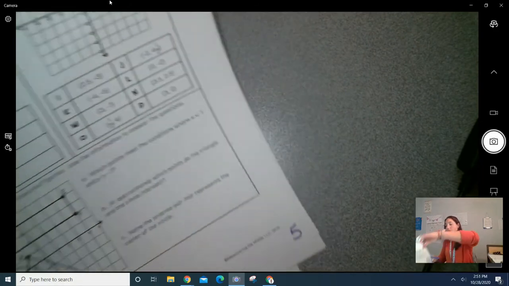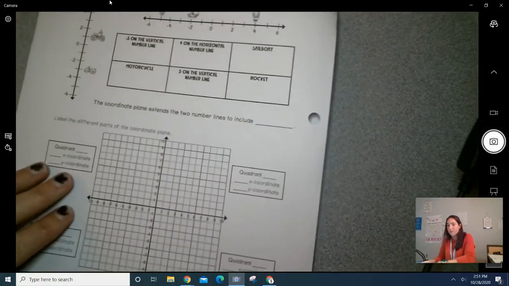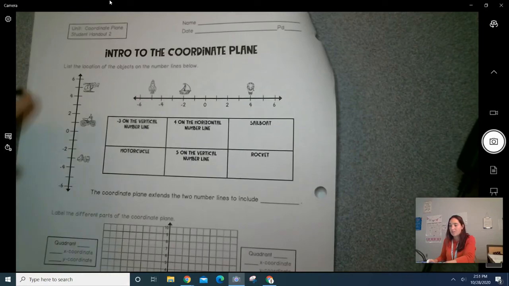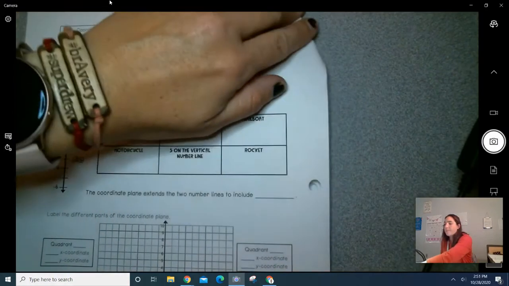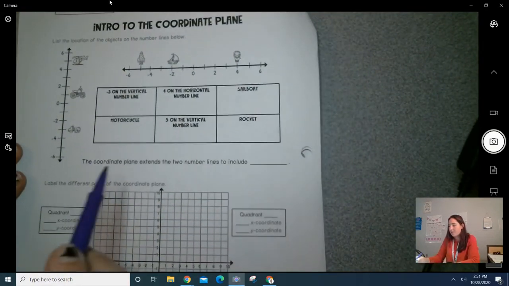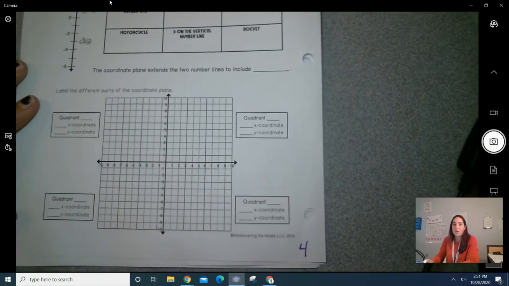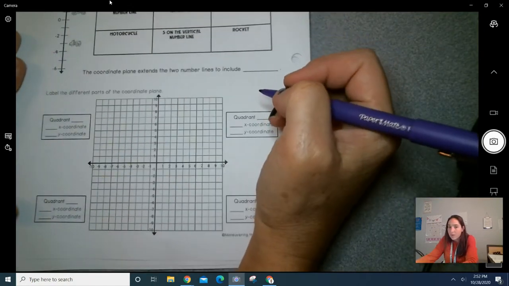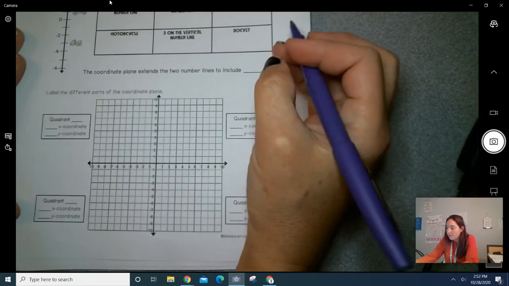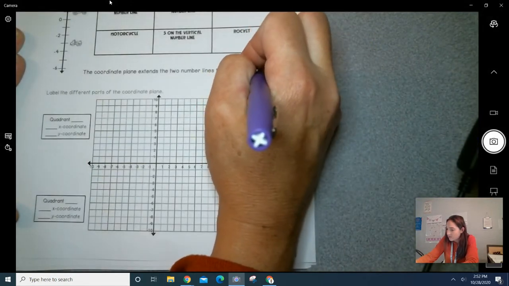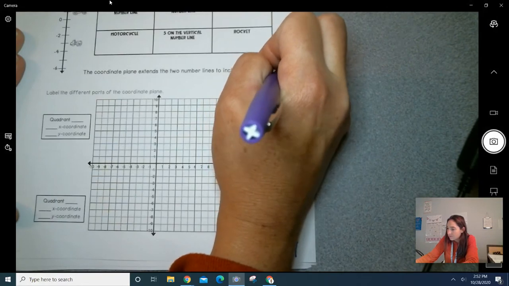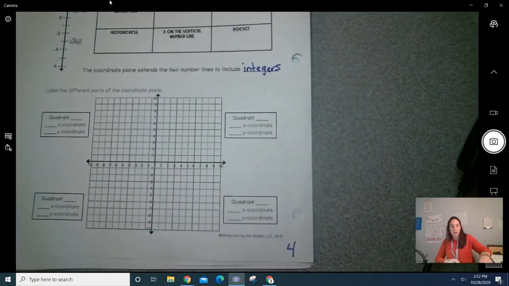Okay, so next we are going to turn to page 4 in your notes. It should look like this. It says student handout 2 at the top. And we're actually going to skip the top section and we're going to label a coordinate plane. The coordinate plane extends the two number lines to include integers. So we are actually going to extend our coordinate plane to include negative numbers now.